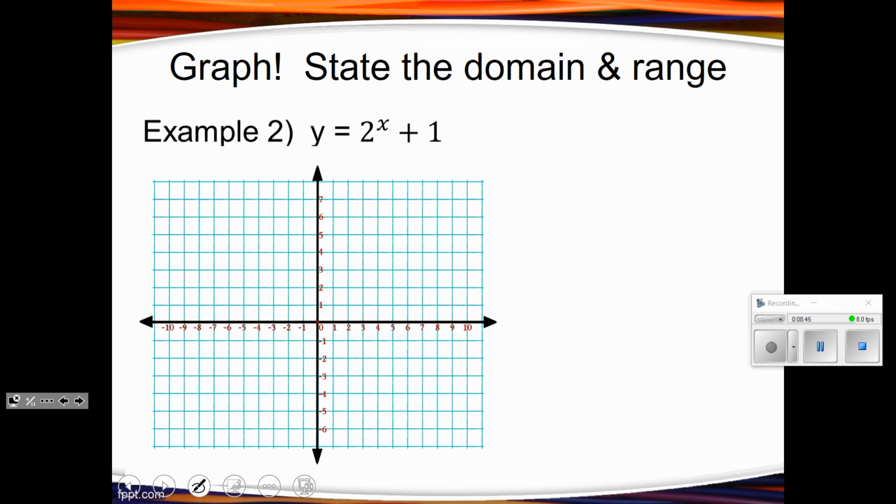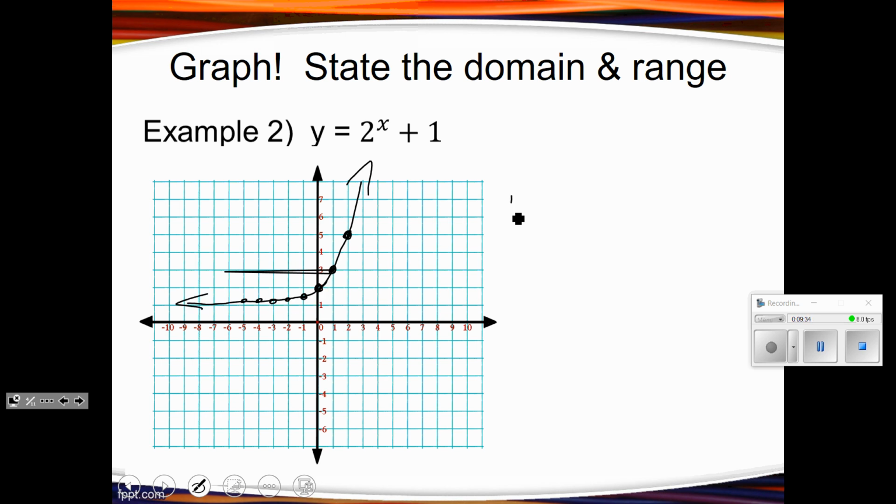So let's go to our next one. We're going to put this in our calculators. We're going to put in 2 raised to the x plus 1. And we're going to go to our table. And I'm going to get some good points here. So I see 0, 2. I see 1, 3. I see negative 1, 1.5. I see 2, 5. So again, you're going to have to get some decimals in here. So this is 1.5. Getting closer and closer and closer. And so it's going to look something like this.